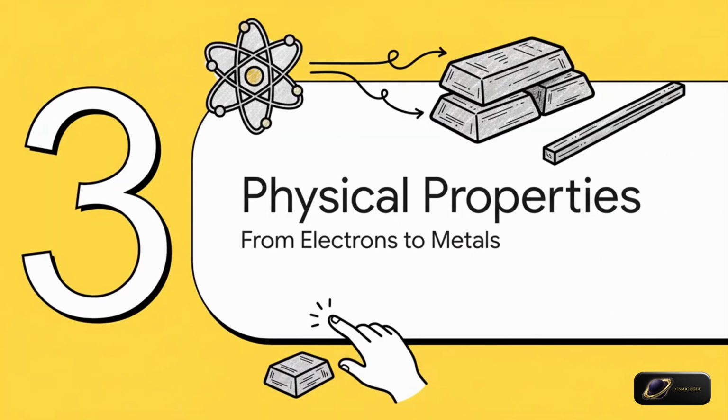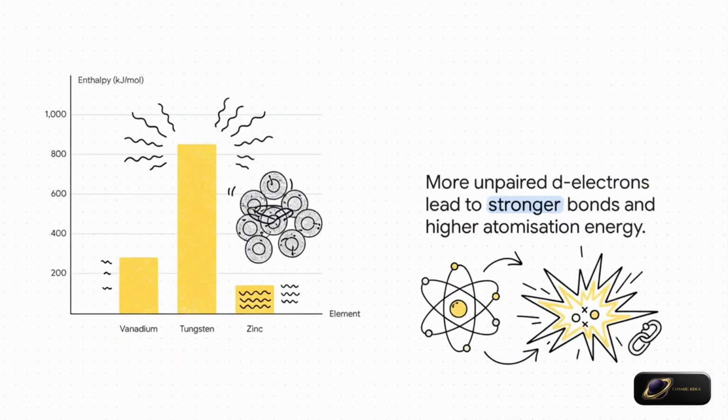All right, so that's the tiny atomic level secret. But how does that translate to the real world? How does this weird electron behavior explain why these metals are so incredibly strong and hard? Let's connect the dots. You know, their famous strength and super high melting points? It's all about how tightly their atoms are bonded together.